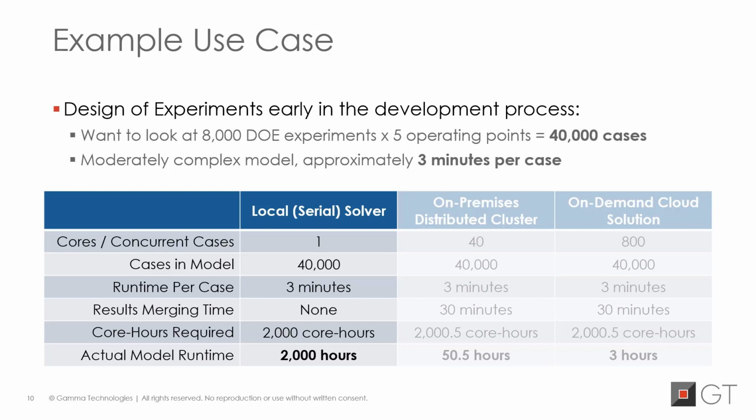Now let's start by looking at how long this would take to run on a local serial solver. This allows us to run one case at a time, so with 40,000 cases and 3 minutes per case, this comes out to 120,000 minutes or 2,000 core hours of simulation time. This translates to 2,000 actual hours of runtime when running this model serially. This is approximately 83 days, or just under 3 months of time, which would make this type of study infeasible using just one solver.